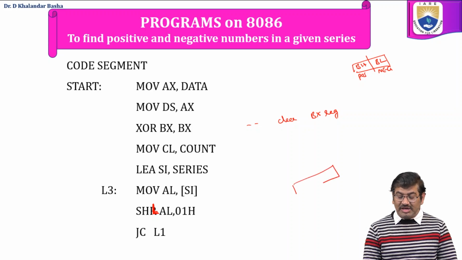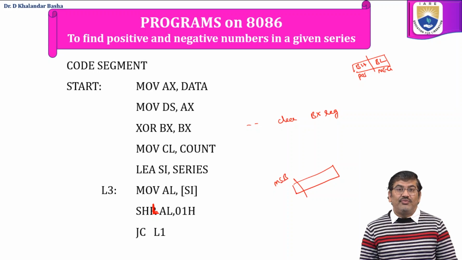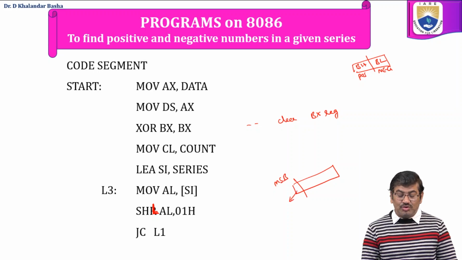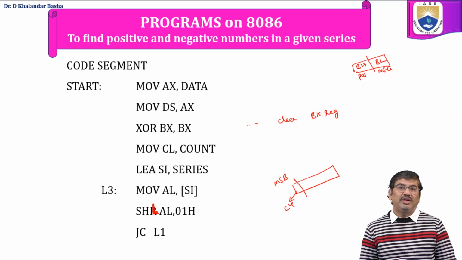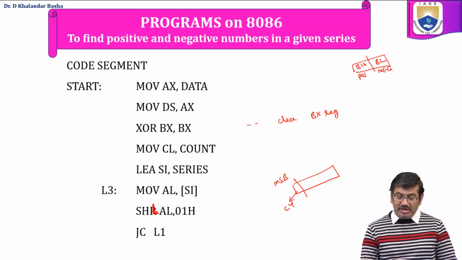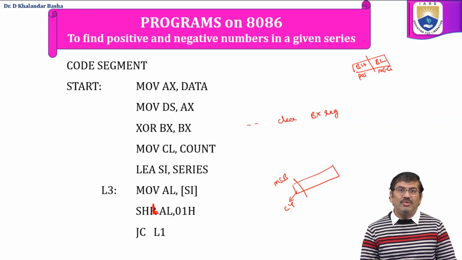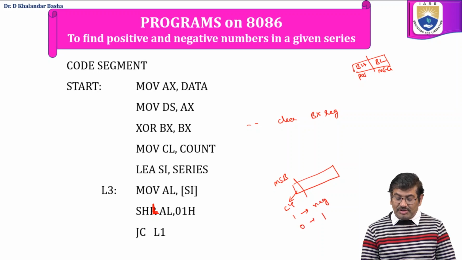For checking whether it is a positive number or a negative number, we have to check the MSB. For checking the MSB, shift the contents towards the left side by 1 bit. When you shift the contents towards the left side by 1 bit, the MSB is moved to the carry flag. If the carry flag is equivalent to 1, it indicates a negative number. If the carry flag is equivalent to 0, it indicates a positive number.